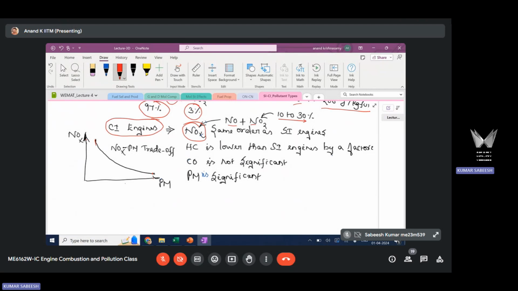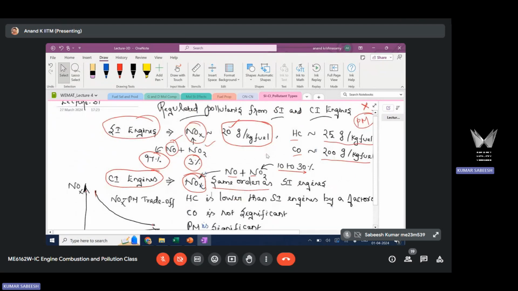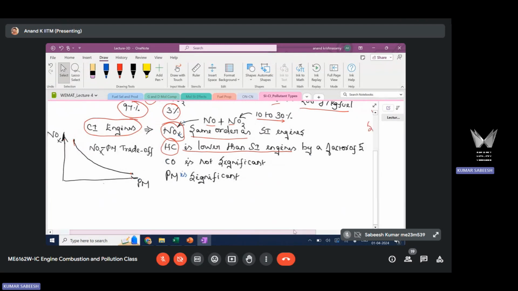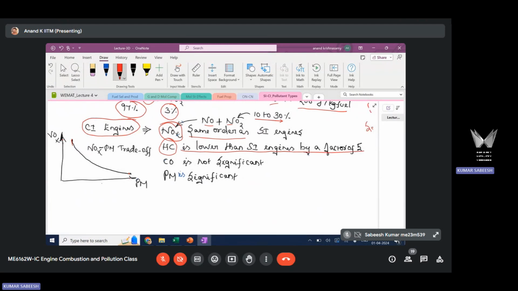As I said, later on I will discuss why it is high in CI engine and it is not high in SI engine NO2 levels. But here just take a note that you have NOx, one of the major pollutants, with NO2 levels up to 30%. And the overall NOx concentration is around 20 gram per kg of fuel, same as we discussed for SI engine. HC is not a major pollutant from CI engine. Its level is much lower than SI engine, in fact lower by a factor of 5.